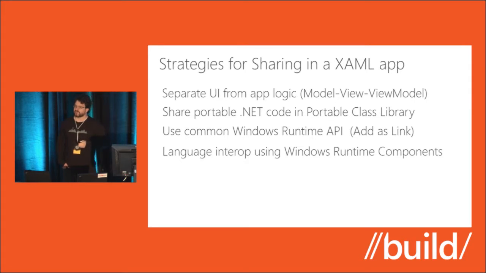We then talked about sharing portable .NET code in a portable class library. This technique is going to be very valuable to you, and how much you can share will depend a lot on the size of your app and the complexity of your app logic and view model, but we think you'll be able to share quite a lot there. And then from a convergence standpoint, Doug pointed out the Windows Runtime Common API, and we have a surface area there that is shared, and you can write your code once. You can use that as a link and share that code, so you're writing it once and sharing everywhere. And finally, in an app like this, we showed you language interop using Windows Runtime Components.